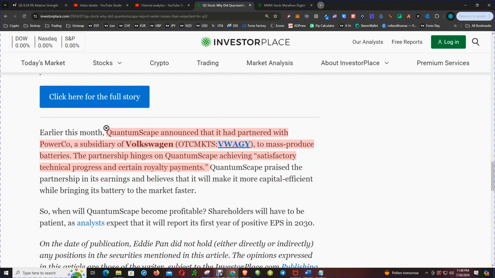Now, for those who don't remember, QuantumScape announced that it had a partnership with PowerCo, a subsidiary of Volkswagen, to mass produce batteries. The partnership hinges on QuantumScape's achieving satisfactory technical progress and certain royalty payments, primarily on how long their batteries hold a charge.